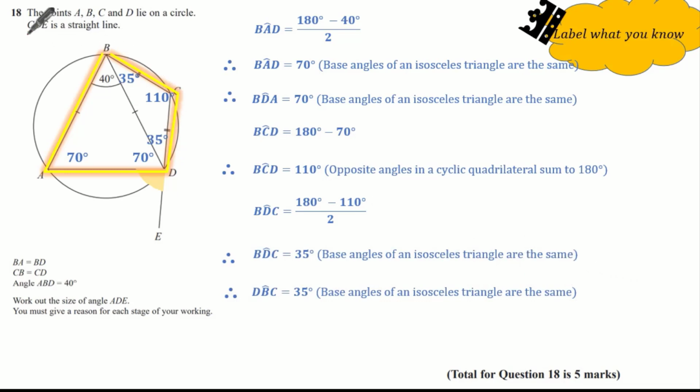Now remember, the question stated that CDE is a straight line. So we've just worked out this angle to be 35, this angle to be 70, and we're asked to work out angle ADE. Because we know angles on a straight line sum to 180, this means it's 180 subtract our 70 subtract our 35 will give us angle ADE. Thus, my final answer for angle ADE is 75 degrees, because we know angles on a straight line sum to 180 degrees.